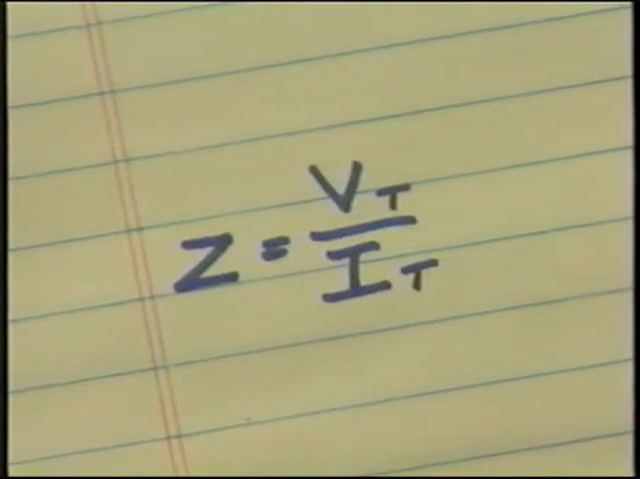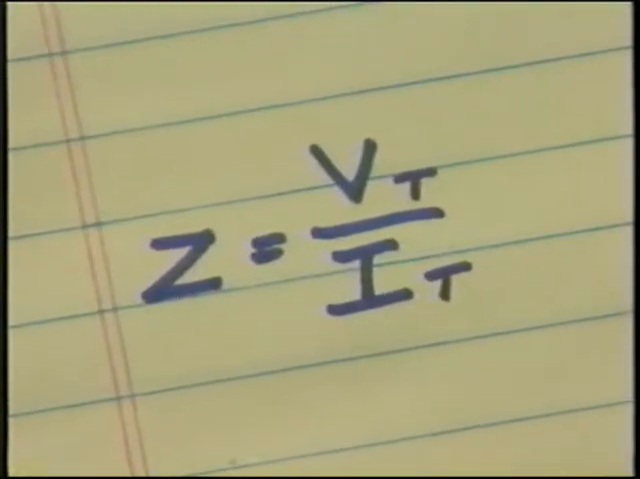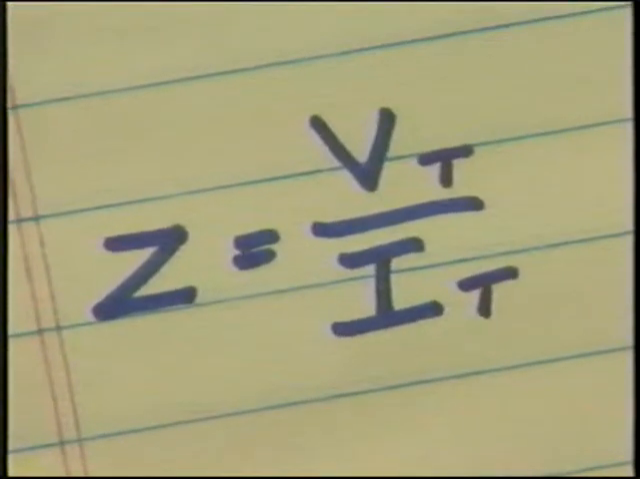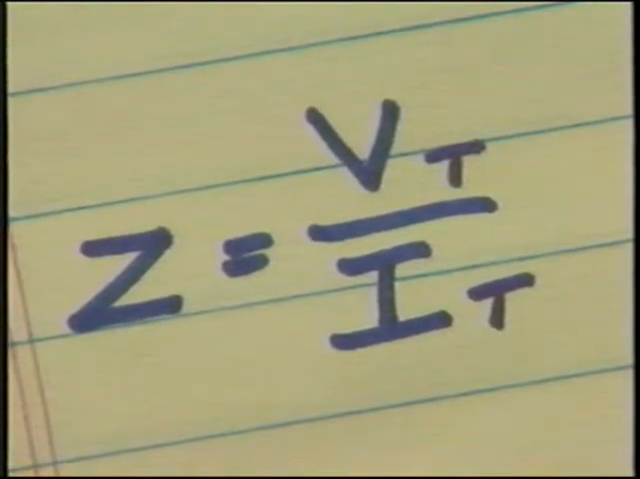The calculation of total impedance in a parallel RL circuit is done in a similar fashion to that of a series RL circuit. To determine the impedance of a parallel RL circuit, you can use the Ohm's law relationship just as you did for a series RL circuit. Z equals V sub T divided by I sub T.